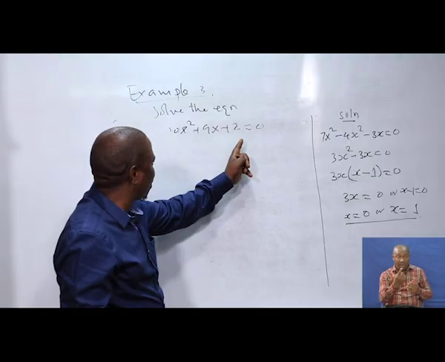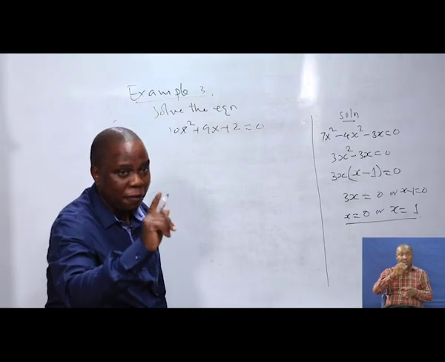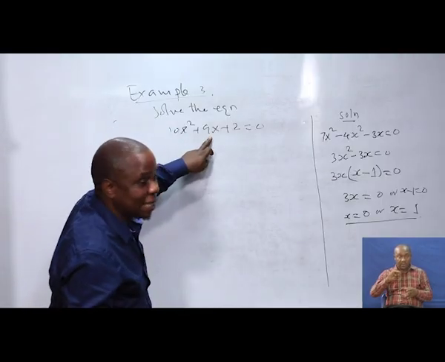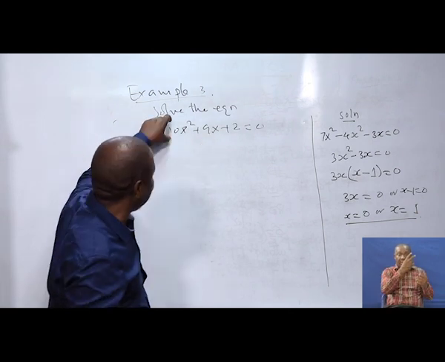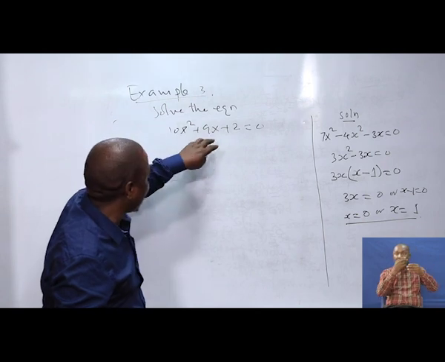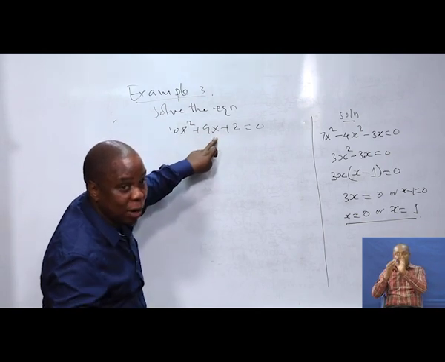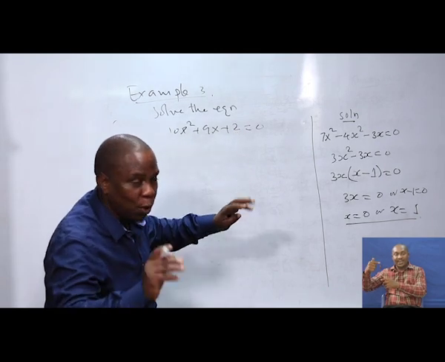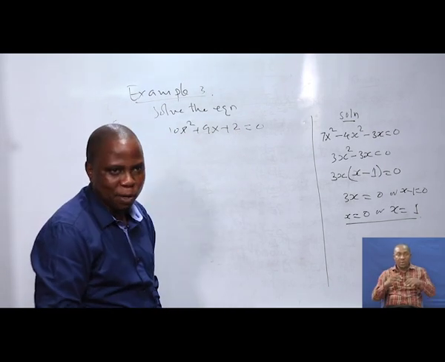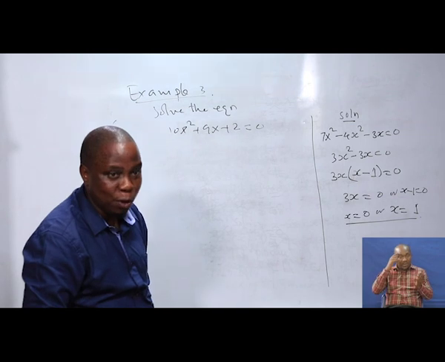In order to solve this one by factorization, first of all, you will have to split this middle term here. A general quadratic equation has got this term with square, has got this term with x, with the variable, we call it the middle term, and it has got this constant. The first thing to do is split the middle term. How do you split it?